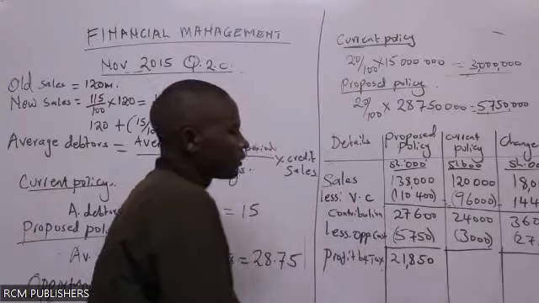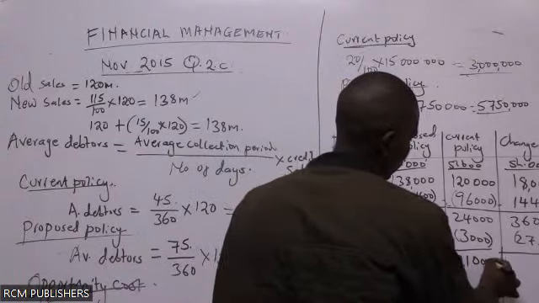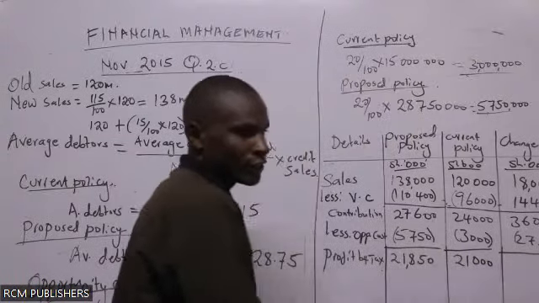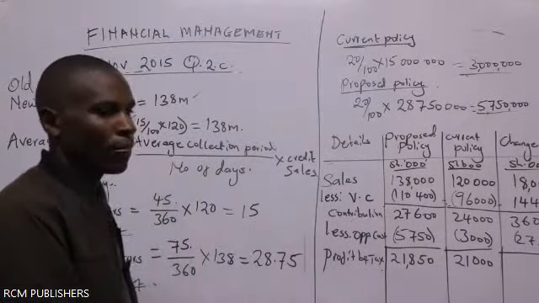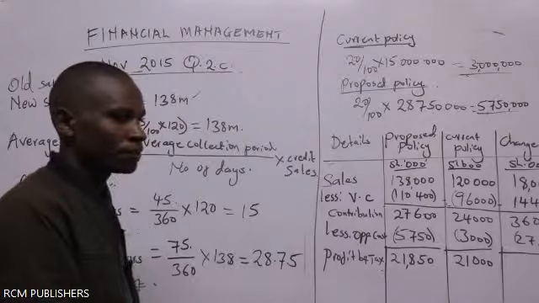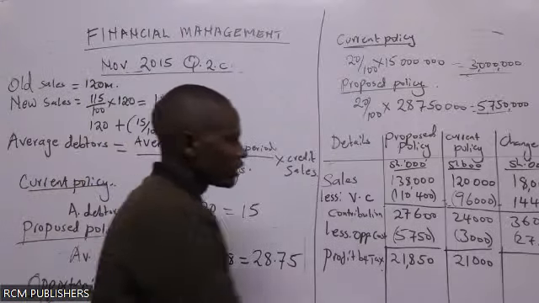What about the other one is 21,000. Give me the difference, the change. 850.